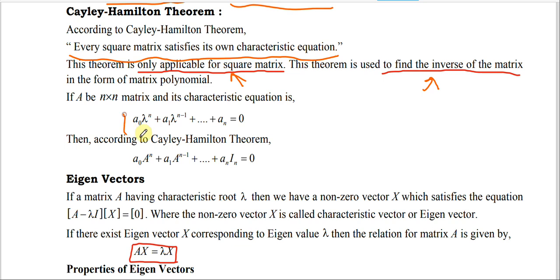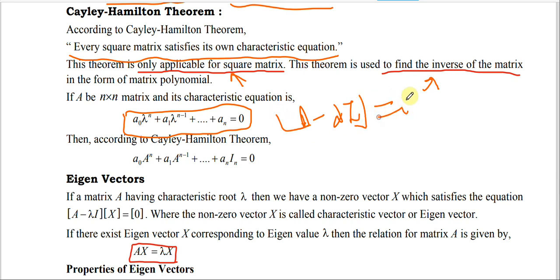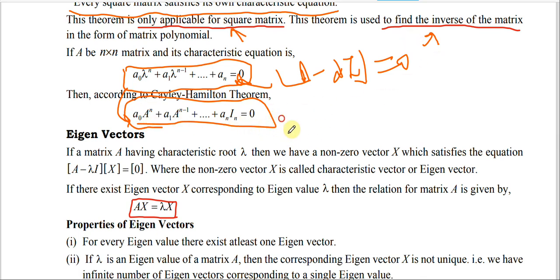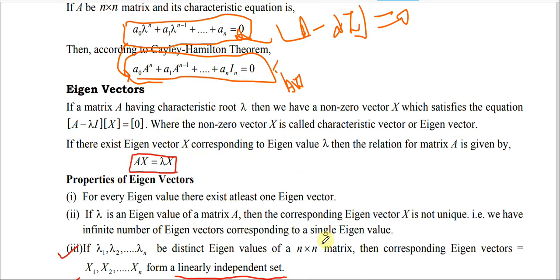This is the characteristic equation, which we found by taking the determinant of A minus lambda I equal to 0. According to the Cayley-Hamilton theorem, the matrix A will also satisfy this equation. After that, we can find the inverse of the matrix by multiplying the whole equation by A inverse. This is a revision video, so we will not go into that much detail.